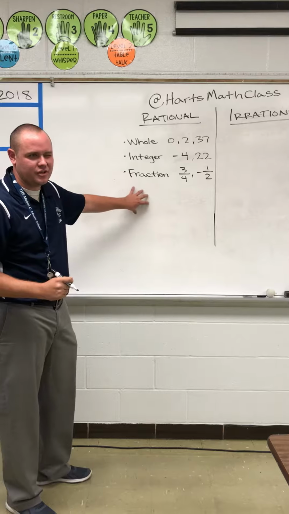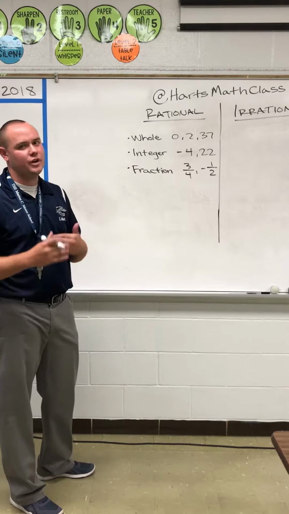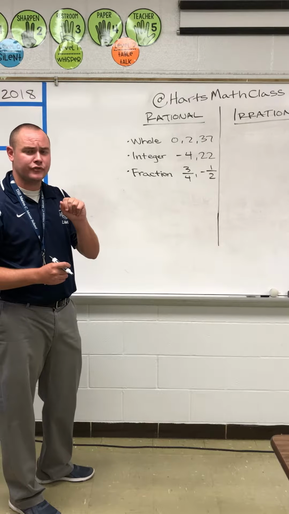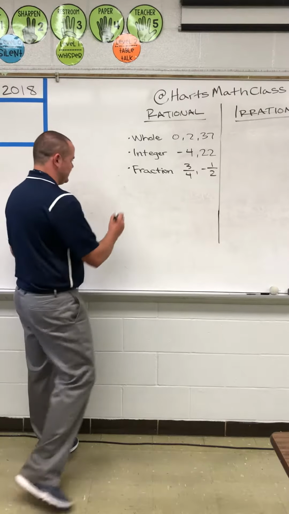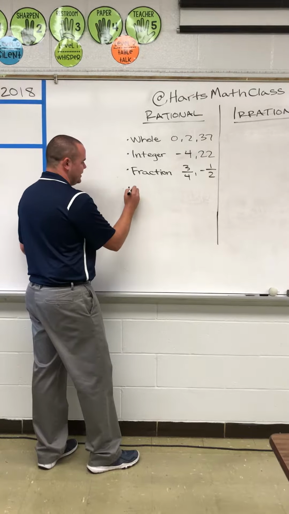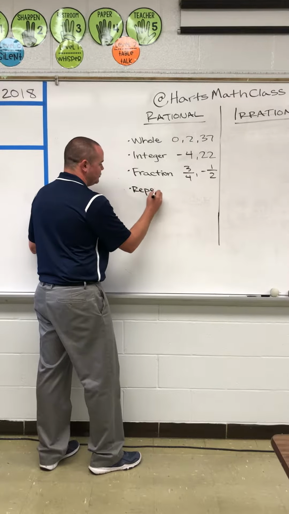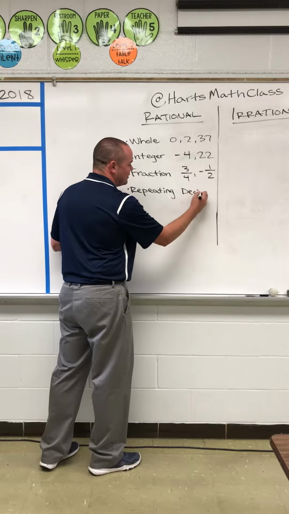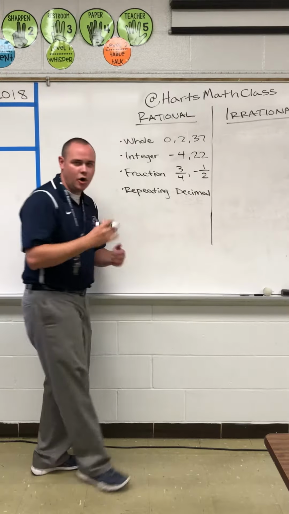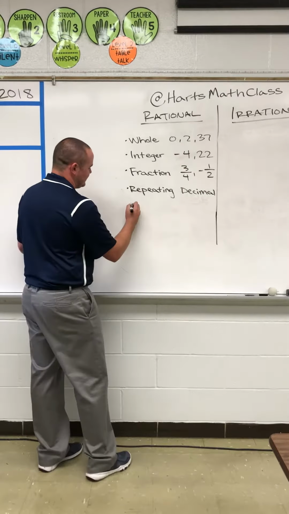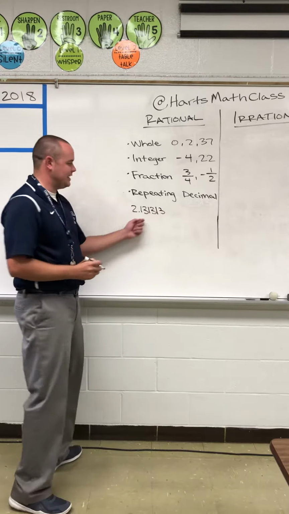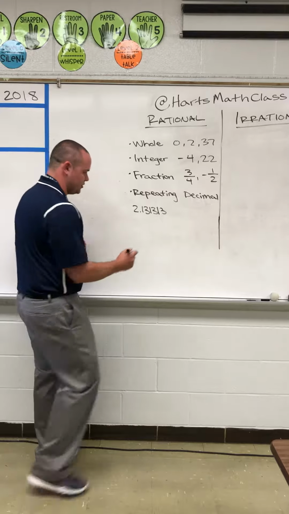Now, where it gets a little bit tricky is whenever we have decimals and we don't know if they can be a fraction or not. There are two types of decimals that can always be written as a fraction. The first one is a repeating decimal, and whenever we say a repeating decimal, basically there is a pattern. It's the same thing happening over and over again. So for instance, if I have 2.131313, that is a repeating decimal, so it's rational.